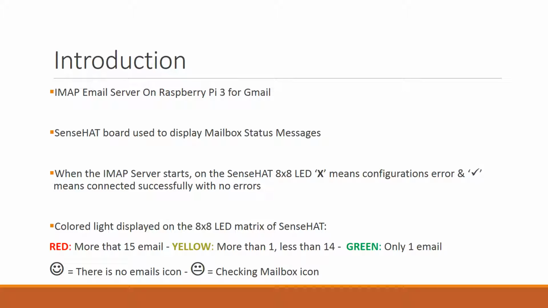Now, on the Sense HAT itself, we will see different types of indicators on the 8x8 LED to show the status of our emails. If we have 15 unread emails, there will be a red indicator. If we have a yellow indicator, that means there are 1 to 14 emails unread. And the green indicator means only one email has been read. A happy face means there are no emails, and a sad face means checking the mailbox icon.